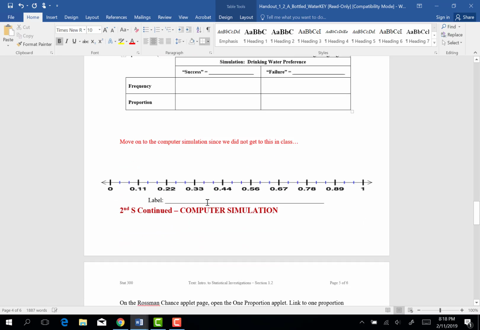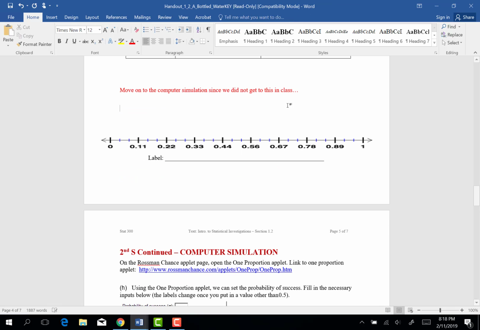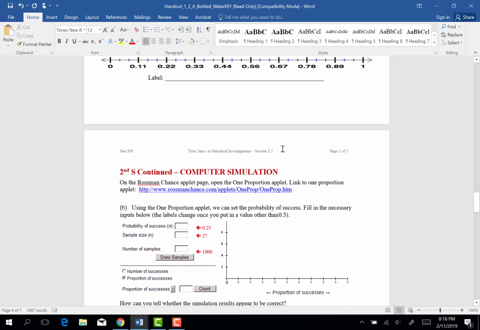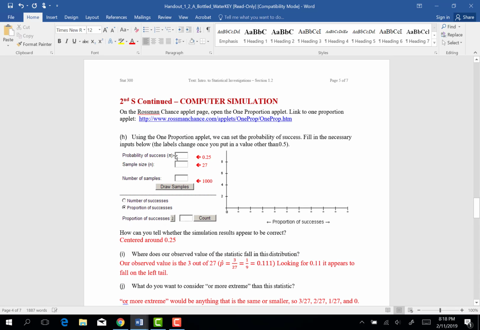We did not do this in class. I said move on to the next part, which is the computer simulation. This will be very similar to what we did in class with the friend versus foe, the baby study. You would open up your one proportion applet and change things so that, instead of 0.5, it will be 0.25. We have 27 people, so the sample size is 27, and we're going to do 1,000 samples.